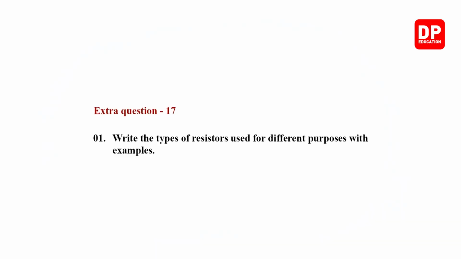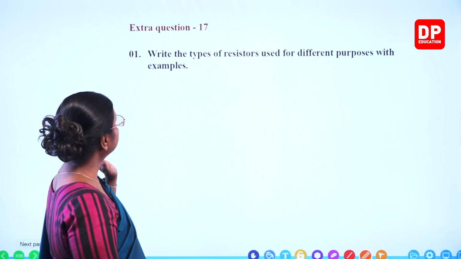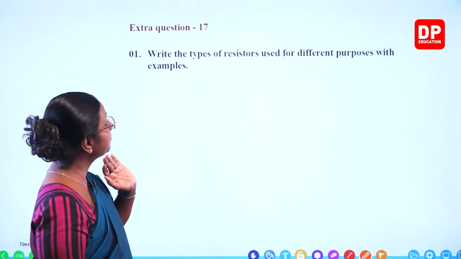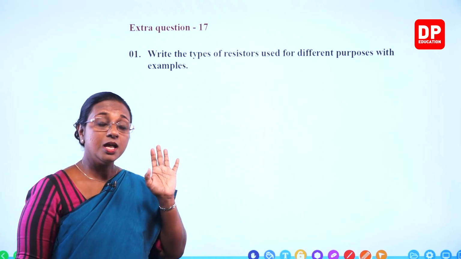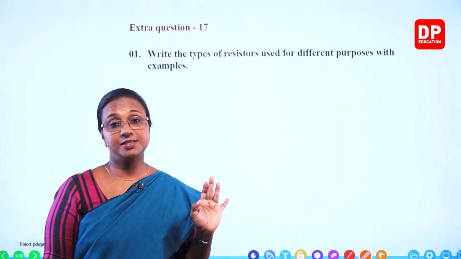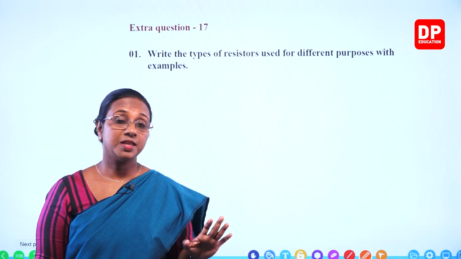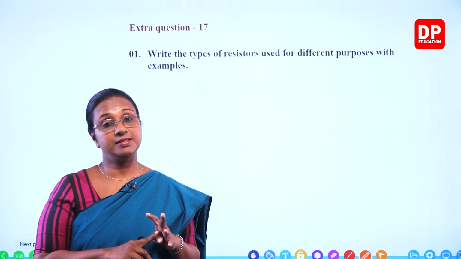Extra question 17. Write the types of resistors used for different purposes with examples. Now, what are the 3 types of resistors? You can remember. The fixed value resistor.